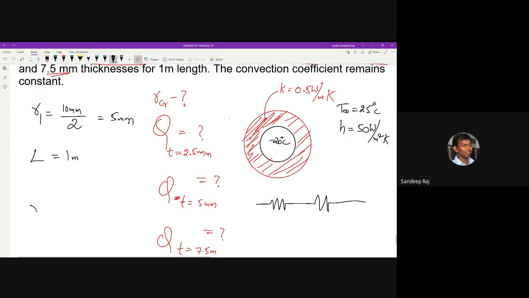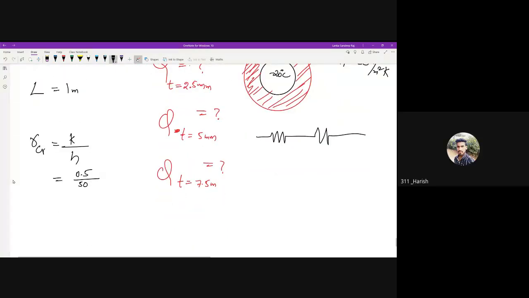If you want to find R critical, what is R critical? To find this is very simple. It is K by H. The K value is 0.5, and the H value is 50. So somebody calculate this and tell me what is the value of this one. 0.01. What is the unit? It's the meter. Okay. Correct, sir. Correct. It is meter. Okay. You are done with your R critical now.